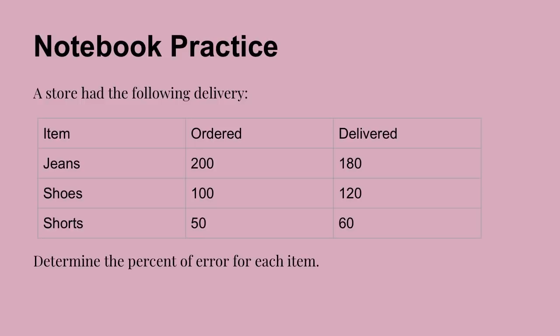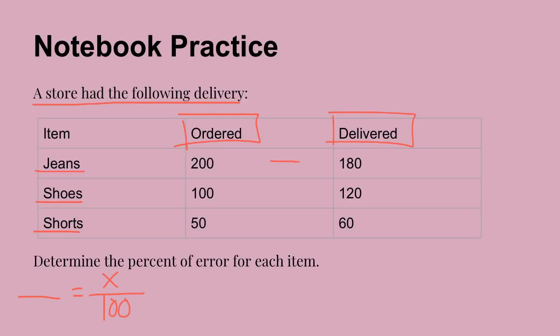So we're going to have information off of this table. This is showing us that a store had the following delivery. They ordered 3 things: jeans, shoes, and shorts. This is how much they ordered, and this is how much was delivered. So let's take care of the jeans first. I don't know the percent of error, but I know 100 goes here.